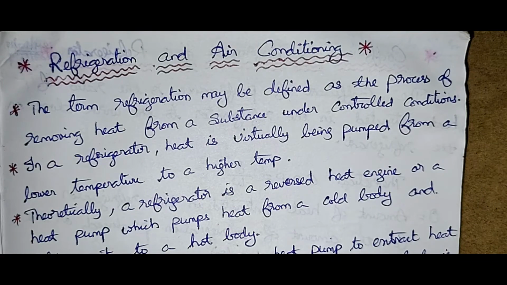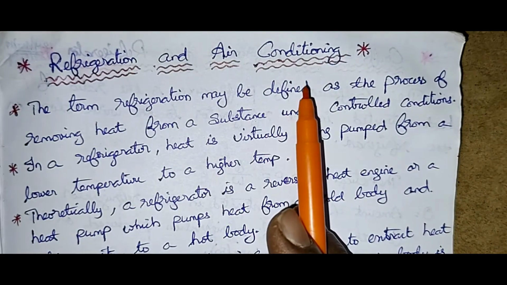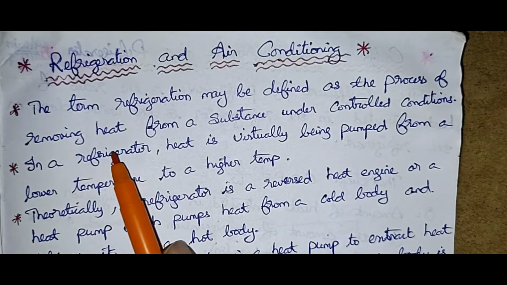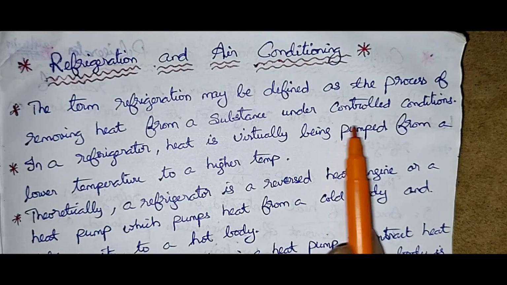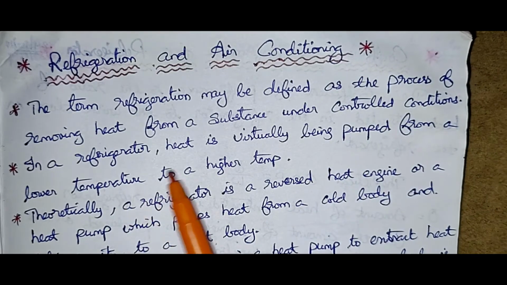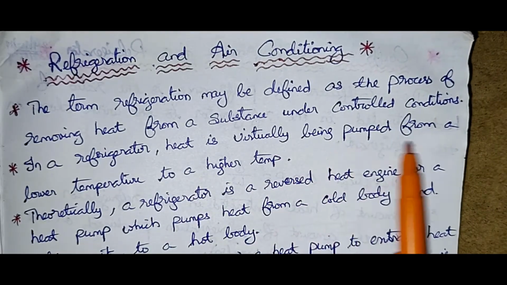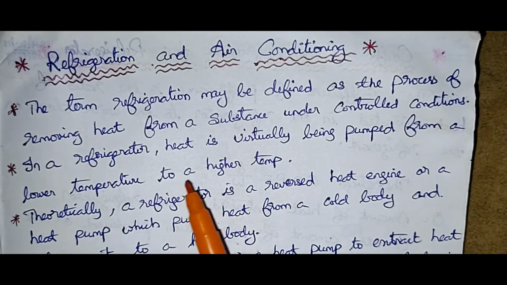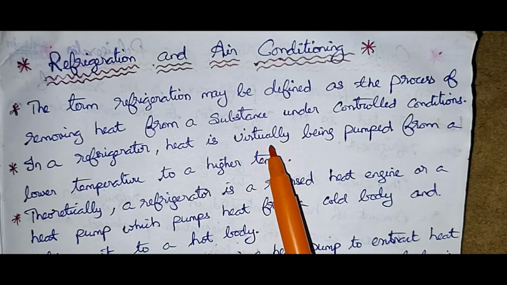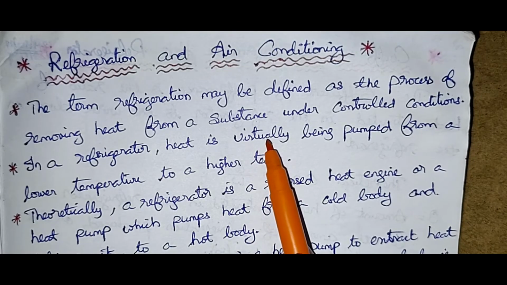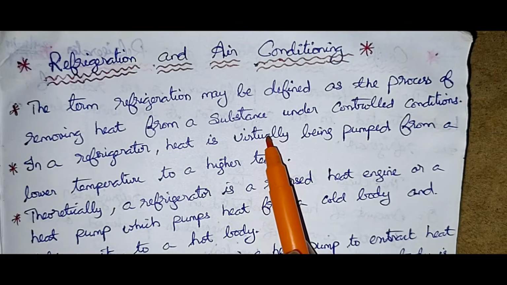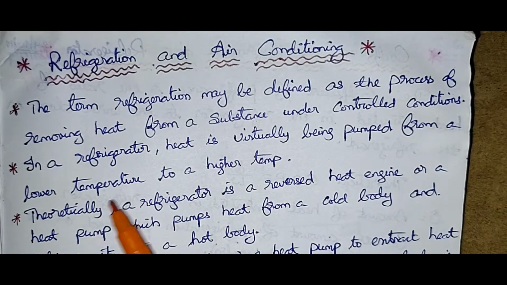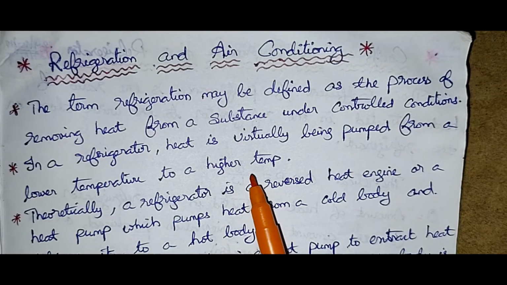Now we'll start discussing refrigeration and air conditioning. The term refrigeration may be defined as the process of removing heat from a substance under controlled conditions. In a refrigerator, heat is virtually being pumped from a lower temperature to a higher temperature. This is a very important statement. We have to remember this statement in order to understand the working of refrigeration and air conditioning.